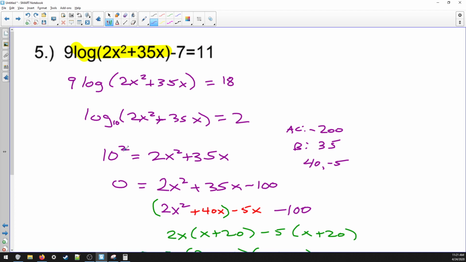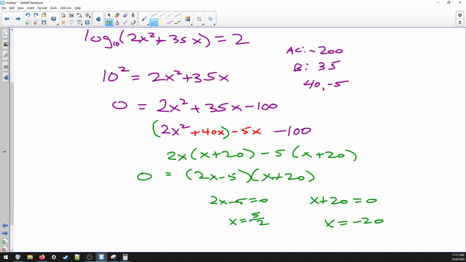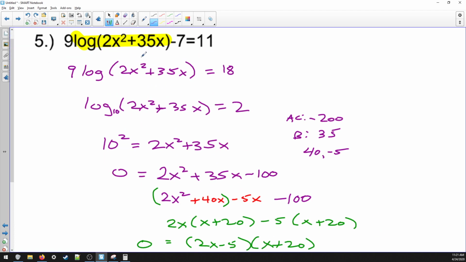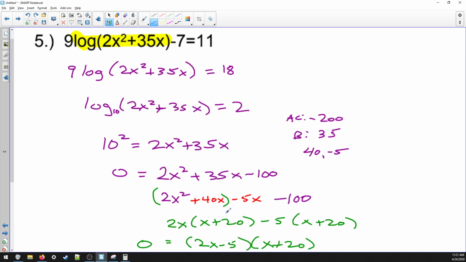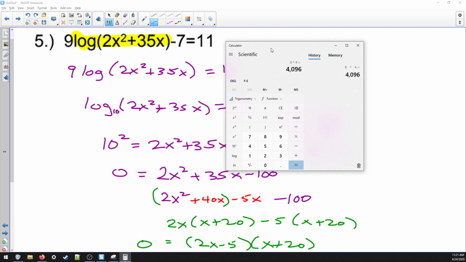So if I come back to this problem, if I plug in 5 halves, I know I'm okay, because if I square a positive and multiply by 2 and add it to another positive, I'm fine. No issues there. This negative 20, though, might cause an issue. I don't think it's going to in this case, but we're going to double check.